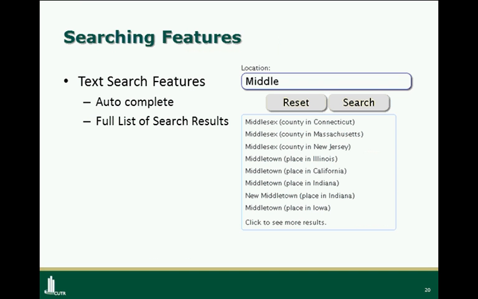For the text search feature, we actually captured every entry from a file from the census called the Gazetteer, and it has every census designated place, county, and state name and urbanized area. So when you begin to do the search, as you can see, there's an autocomplete feature to it. And when you click return or click on the bottom where it says click to see more results, you'll see all of the results in the United States that have the word middle in it. So Middletown, Middlesex, and other places where there may be counties and urbanized areas that meet that same criterion.